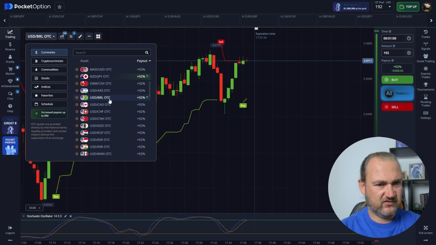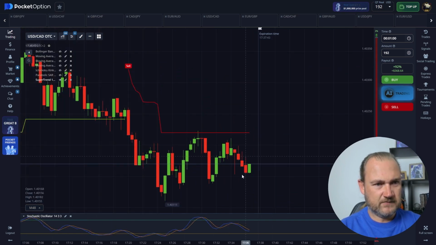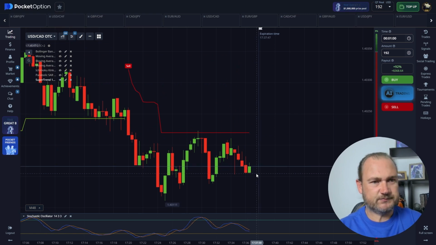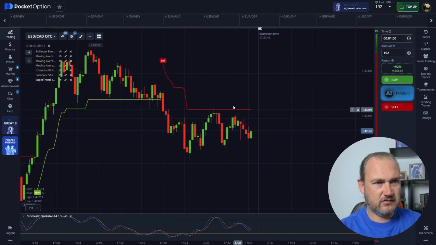Just go back to this. This is another example of how it's being pulled back. This is not something I'm going to look for an entry on. This, though, this might give us a sell entry really soon. This is looking good. We've already tested the SuperTrend. It got rejected.